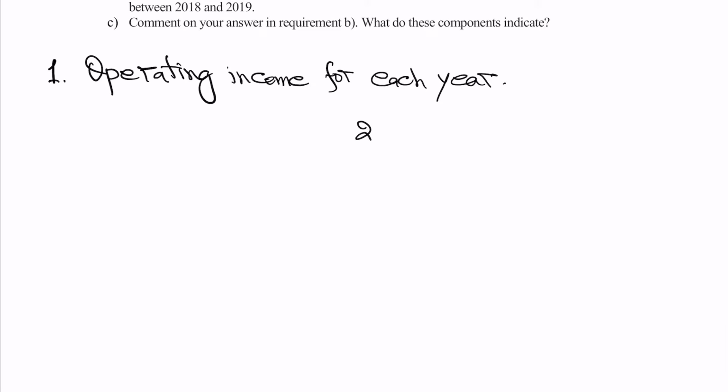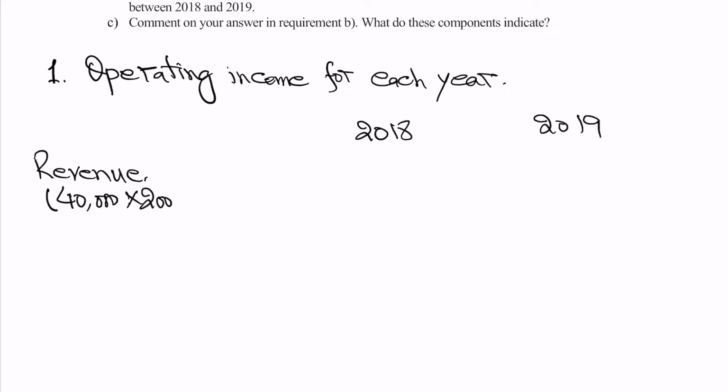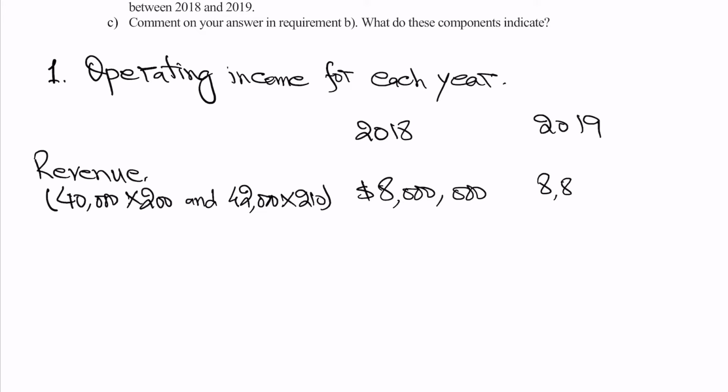And we have two years, 2018 and 2019. Revenue, we all know that revenue is 40,000 per unit into 200 for 2018, and 42,000 into 210 for 2019, and by this way we are getting $8 million revenue for 2018 and 8 million 820,000 for 2019. That's our revenue.